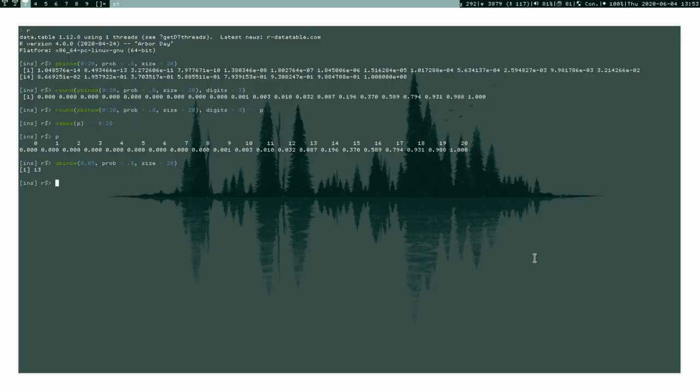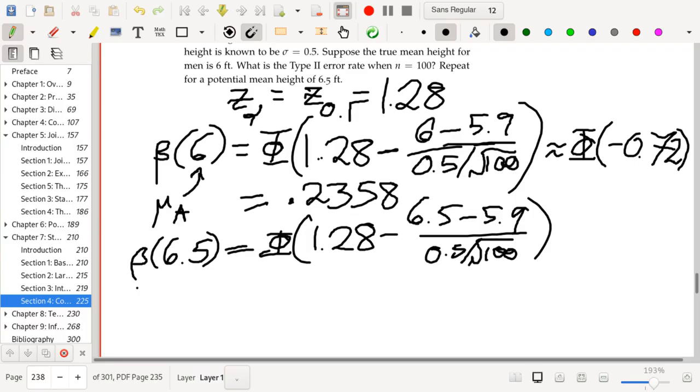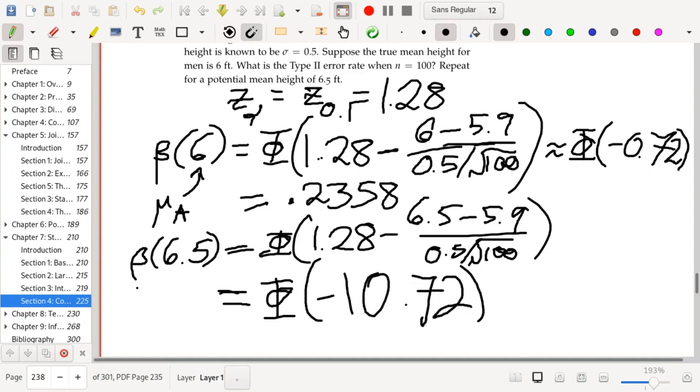Let's see. We have 1.28 minus 6.5 minus 5.9 divided by 0.5 divided by the square root of 100. So that's negative 10.72. So this is going to be the CDF of the standard normal curve at negative 10.72, and that's approximately zero. I don't need to look that up. That's a very small number. That's 10 standard deviations away from the mean of zero. That's going to be infinitesimally small.